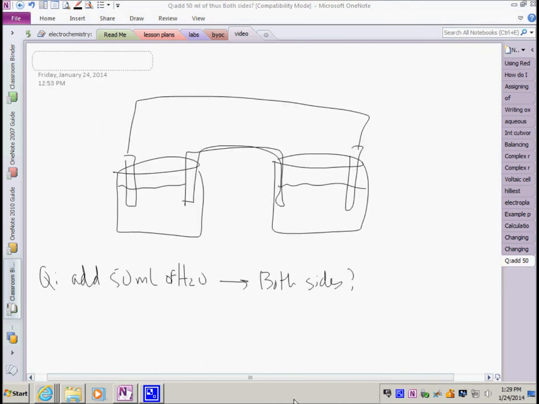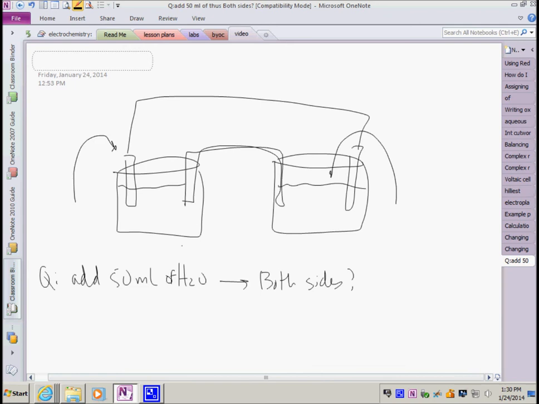Before we wrap this up, let's run through a typical question that you might see on an advanced physics exam. I just sketched out a very simple cell. It looks like a third grader drew it. But the question would ask: what would happen if I added 50 milliliters of water to both of these cells, this one and this one? So I've now diluted the concentration of the ions.